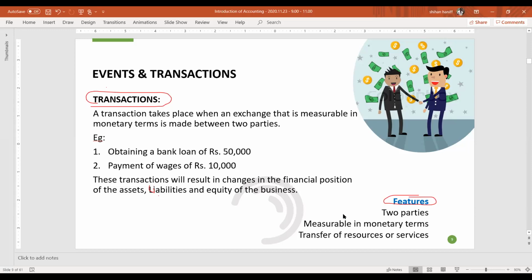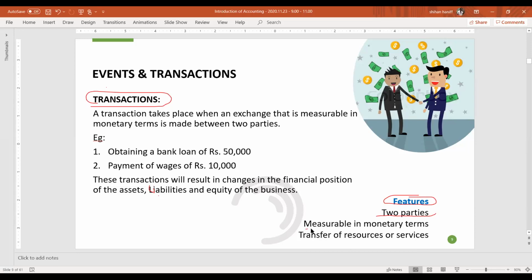Features. There should be two parties involved in a transaction. There should be two people. When you purchase a book from the bookshop, there are two parties, the seller and the buyer.